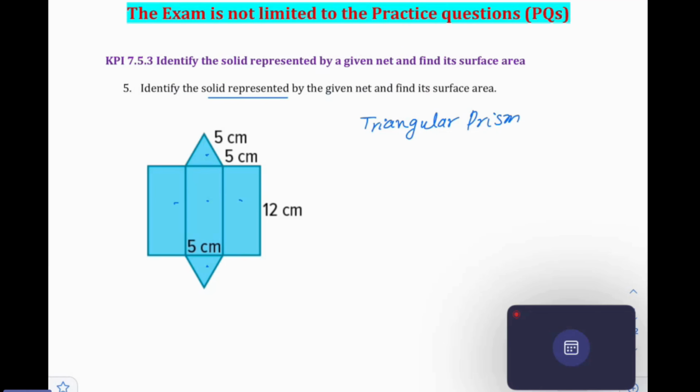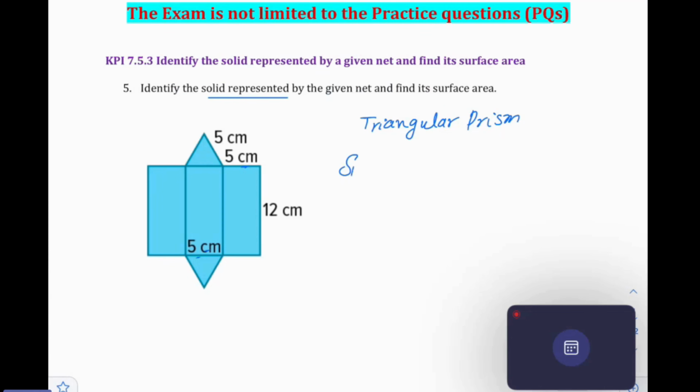In any prism, by the way, the faces will always be rectangles. So you have two options here. Either you can find the area of this triangle, the area of the other triangle, which is exactly the same. So you will find the area of one of the triangles multiplied by 2, and find the total area of the rectangles and then add them together.